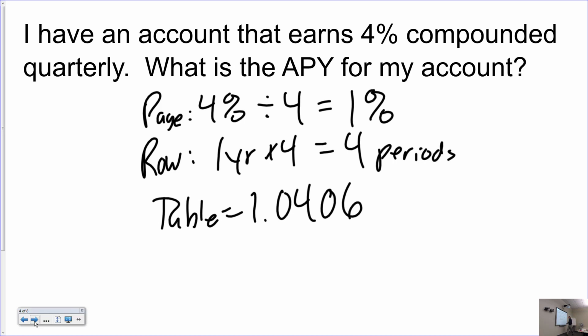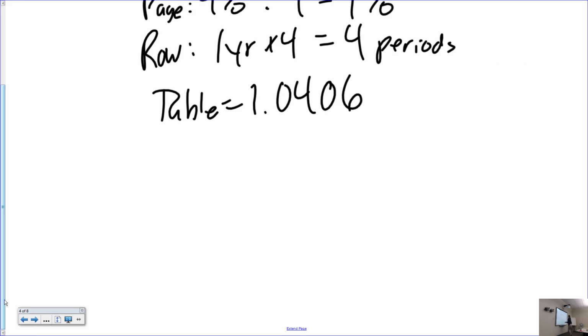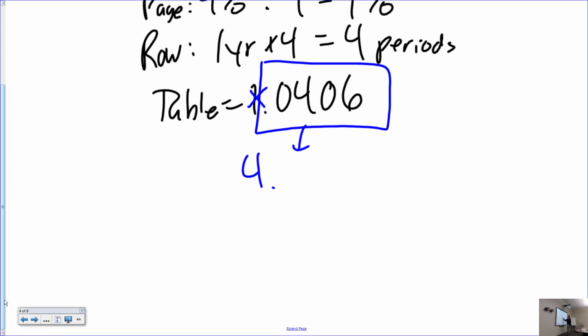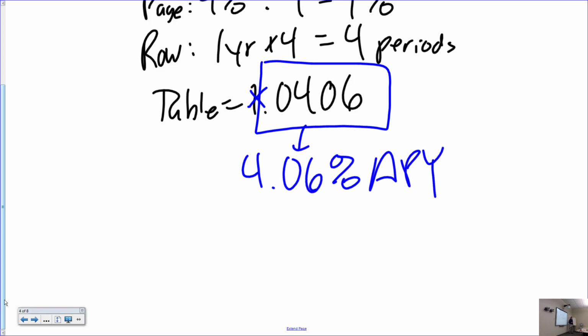4.6%. Drop the 1, move the decimal. Exactly. Remember that you throw away the leading 1. The decimal is your percentage. All you have to do is convert that to a percent. So APY, folks, it's as simple as looking up the right spot in the table. As long as you get to the right spot, it's just pull the number off, throw the 1 away, change what's left into a percent. Okay?